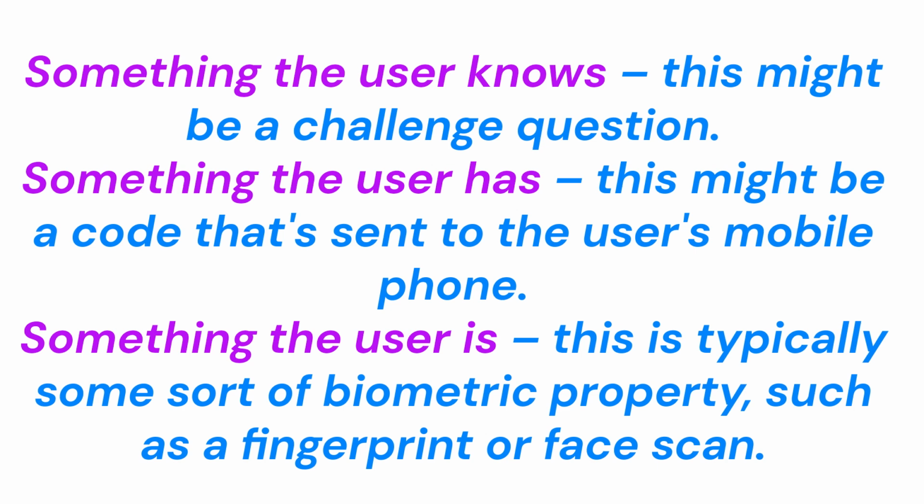Multi-factor authentication provides additional security for your identities by requiring 2 or more elements to fully authenticate. These elements fall into 3 categories. Something the user knows. This might be a challenging question. Something the user has. This might be a code that's sent to the user's mobile phone. Something the user is. This is typically some sort of biometric property such as a fingerprint or face scan.